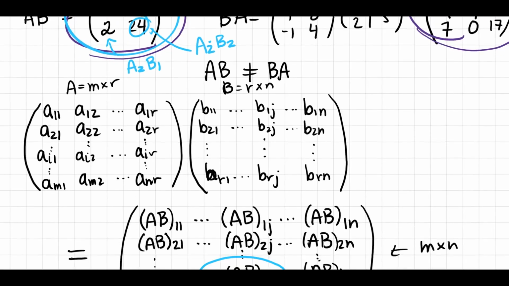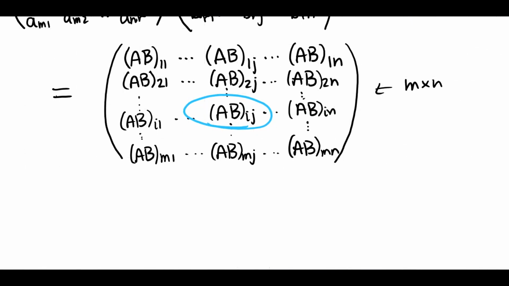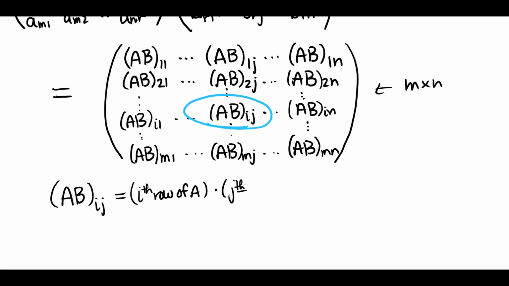So when I look at this ABIJ, what must that be? We have seen, which is really cool that it works out this way, this is just going to be the ith row of A dotted with the jth column of B. And that's what that matrix multiplication is.